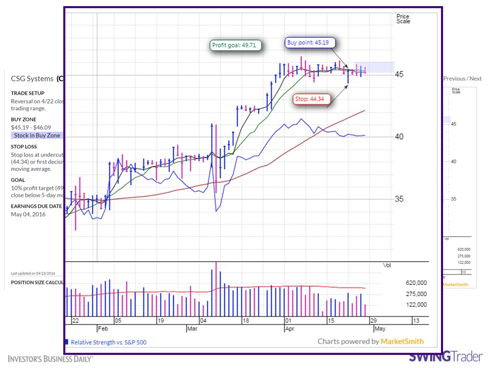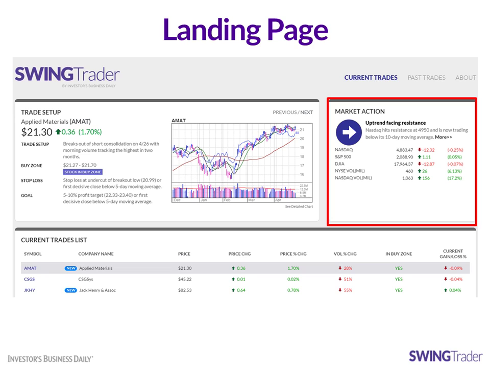So here's the blow up of that. Again, 3 points. The arrows are just showing buy point, stop, and profit goal, and that's it.